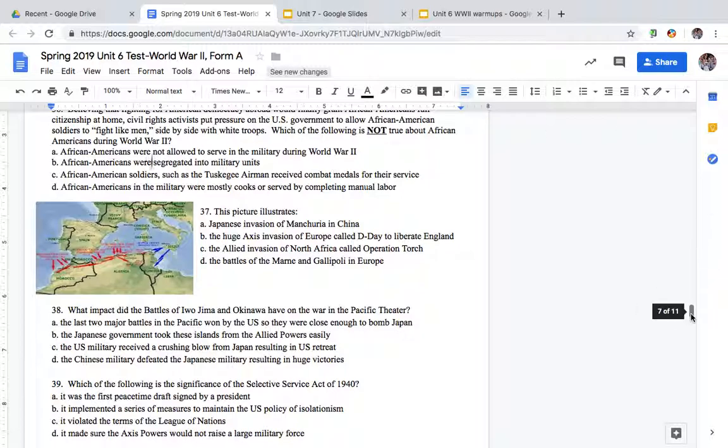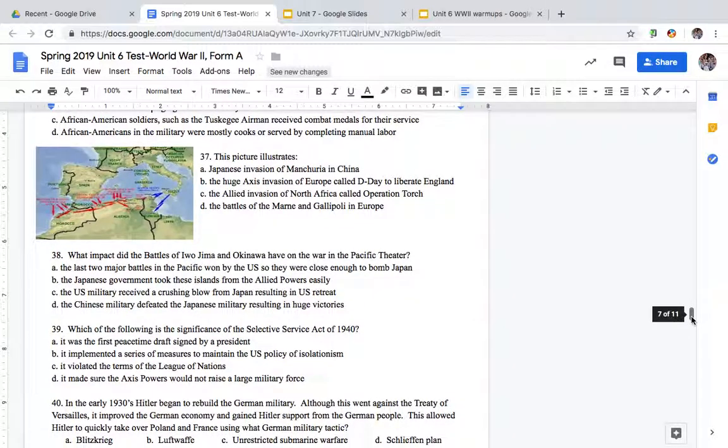Number 37. The picture illustrates A, the Japanese invasion of Manchuria in China. B, the huge Axis invasion of Europe called D-Day to liberate England. C, the Allied invasion of North Africa called Operation Torch. Or D, the battles of Marne and Gallipoli in Europe.